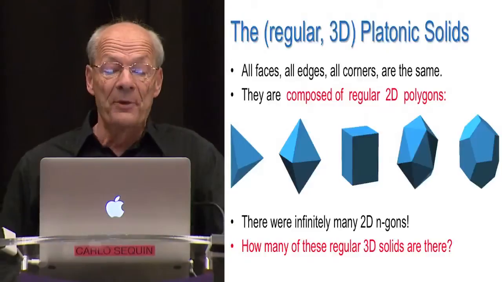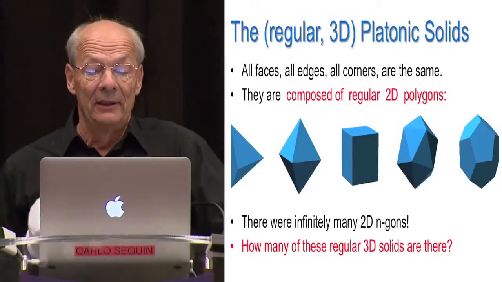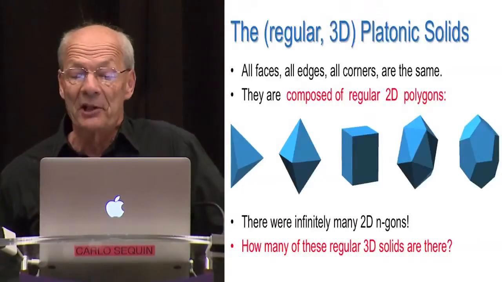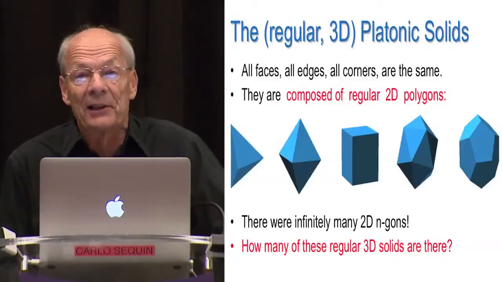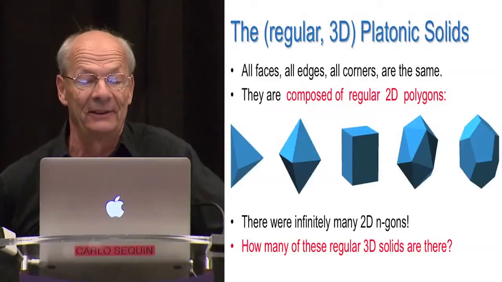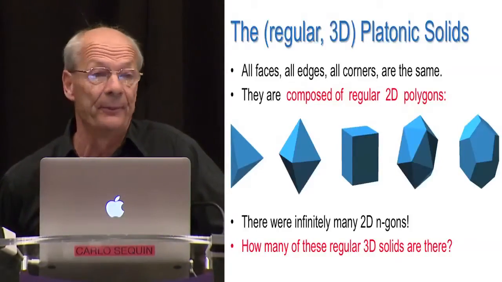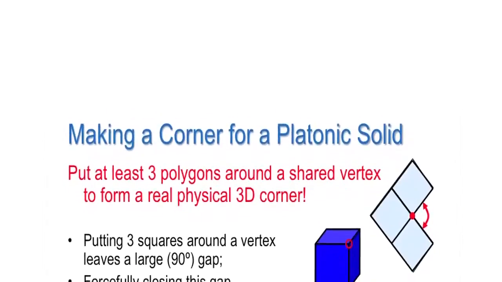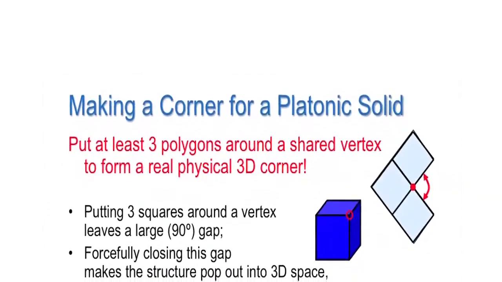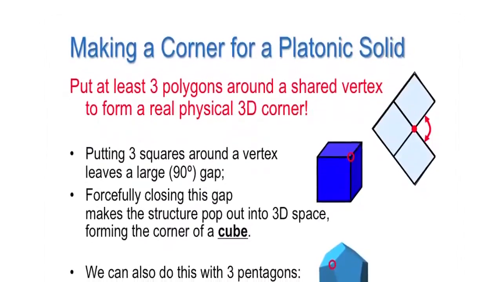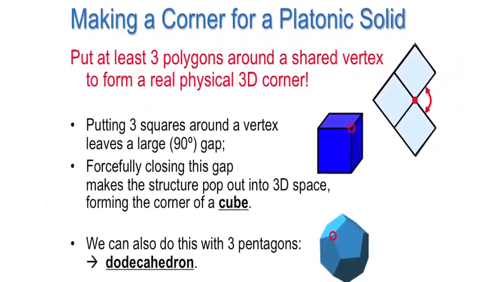Now, the surfaces of these objects are composed of 2-dimensional regular polygons. But in 2 dimensions, there are infinitely many of these 2-dimensional regular polygons. They go from triangles to quadrilaterals to pentagons, all the way up to infinitygons. But in 3 dimensions, there are only the 5 regular polyhedra that you see here. Now, who knows why? Who could prove that to their colleagues or maybe to their grandmother? In order to construct the surface of a Platonic solid, which is made from these 2D polygons, so that they form real physical 3D corners, you have to use at least 3 of those polygons.